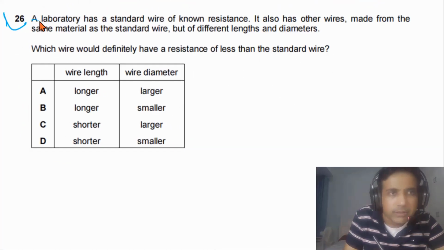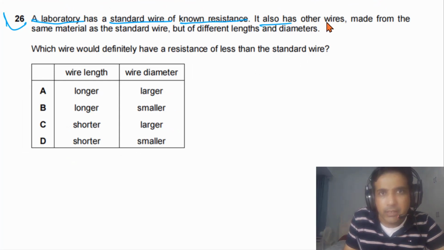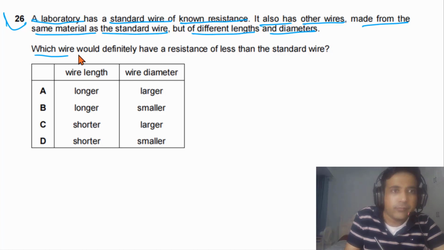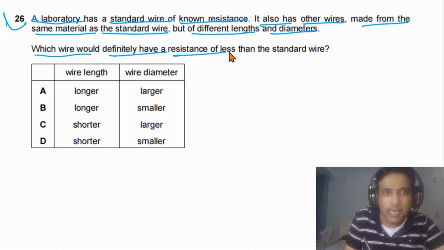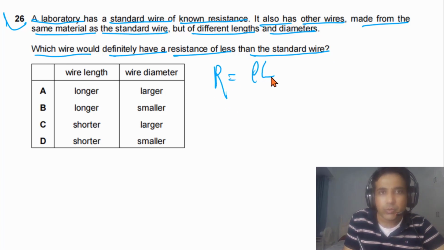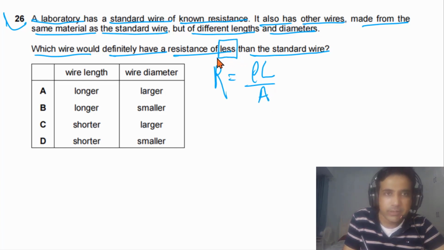Question 26 says, a laboratory has a standard wire of known resistance. It also has other wires made from the same material as the standard wire, but of different lengths and diameter. Which wire would definitely have a resistance of less than the standard wire? So simply you need to understand for this one, R is equal to rho L by A. The question is asking for less resistance.